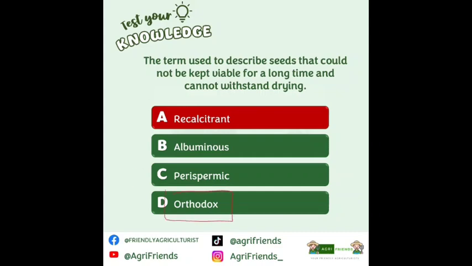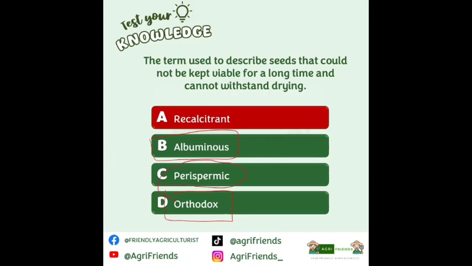Orthodox seeds, on the other hand, is the opposite of recalcitrant. They can survive drying below 12% of their relative moisture content. An example of this are eggplant and legumes. Albuminous seeds or the endospermic seeds are those seeds that retain their endosperm until maturity. So what is the endosperm? These are tissues that surround and nourishes the embryo in the seeds. So an example of albuminous seeds are castor and sunflower seeds.